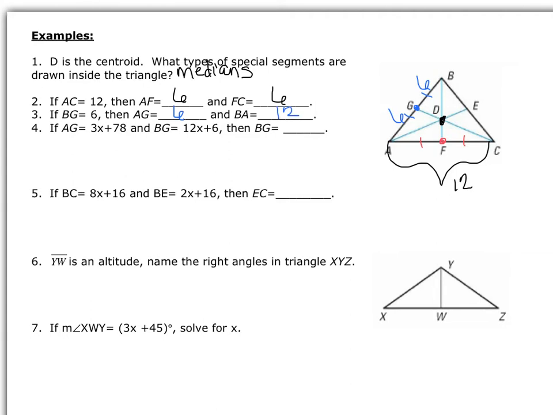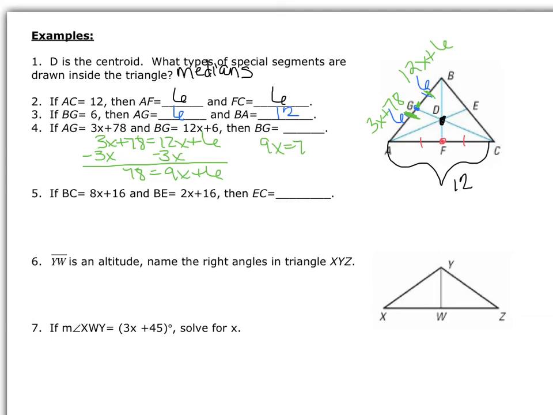What about expressions? Okay, well, AG is now 3x plus 78, and BG is 12x plus 6. The way you're going to solve for x is because these things are congruent, because G is the midpoint, so you're going to set them equal to each other. Because you have both of the pieces along the side of a triangle, they are congruent, they're cut in half. So set equal and then solve for x.